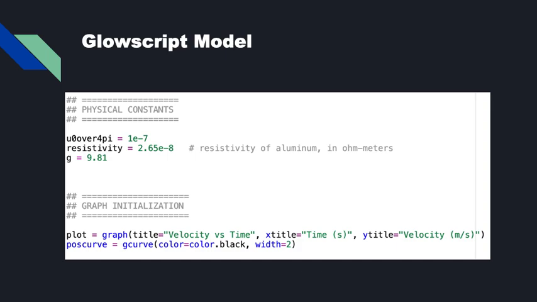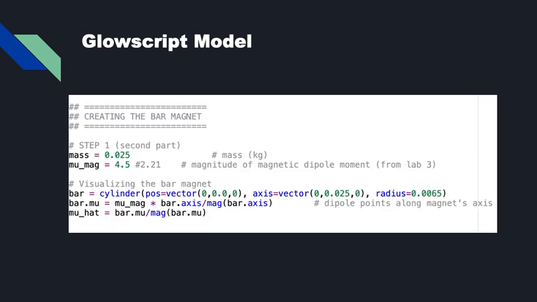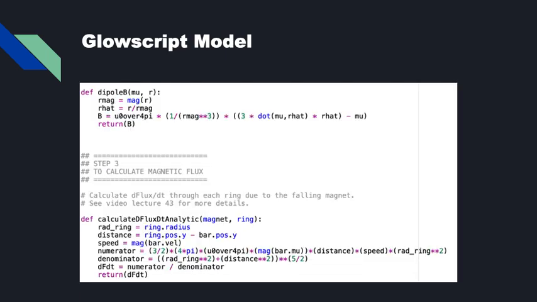Then for the GlowScript model, here is the initialization of the code and some of the constants we used. Here is the geometry of the tube, the parameters of the simulation, and creating the tube of foil as rings stacked along the y-axis. And then here is creating the bar magnet and some of the constants we used, or the magnitude of mu. Here is defining the magnetic dipole and the differential, the flux differential.